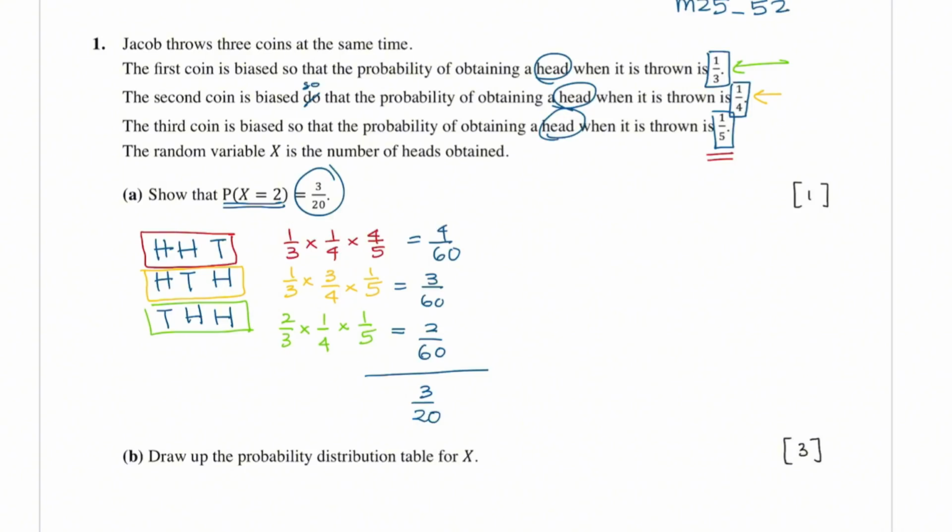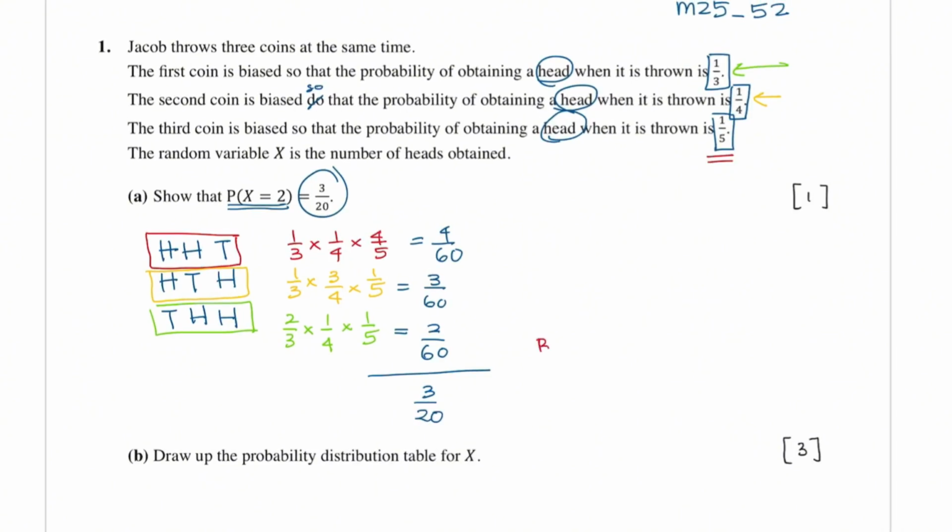How do you get marks on this? You will get the mark when you show that you are multiplying and adding them, and the order of the coins must be consistent. That is basically an independent mark B1. You are not getting any mark for the final answer because 3 over 20 is given in the question.